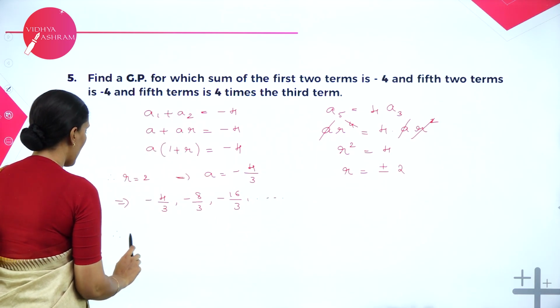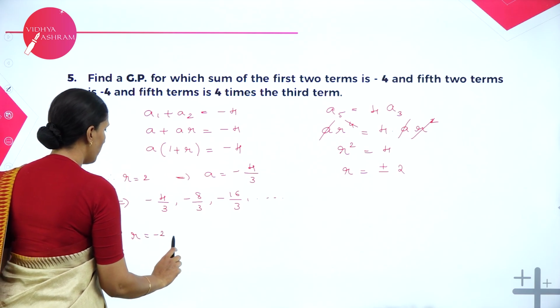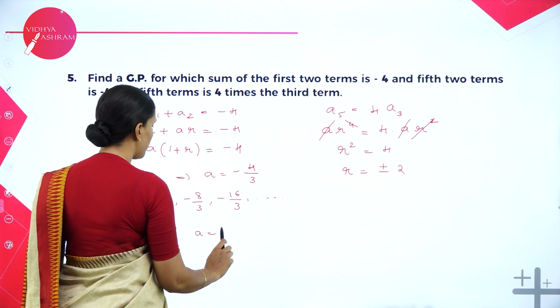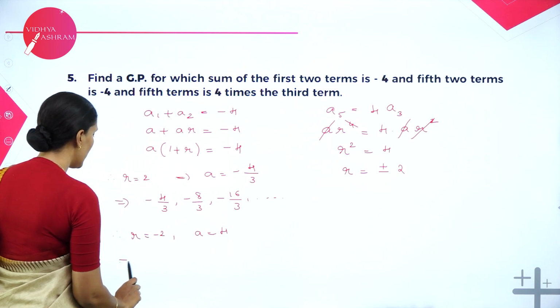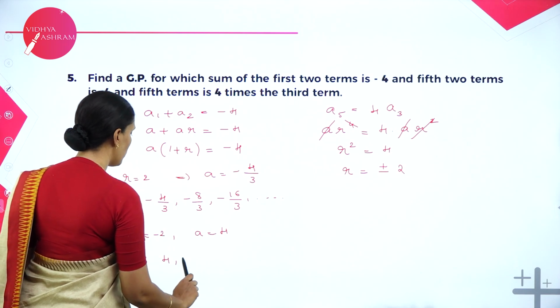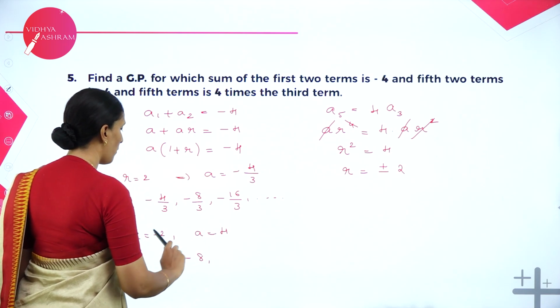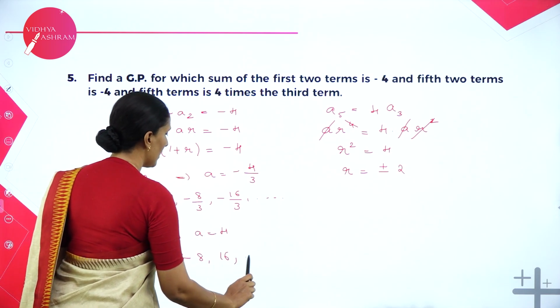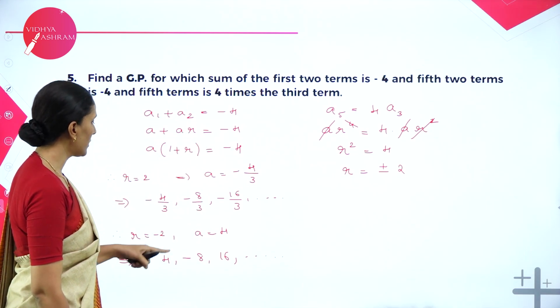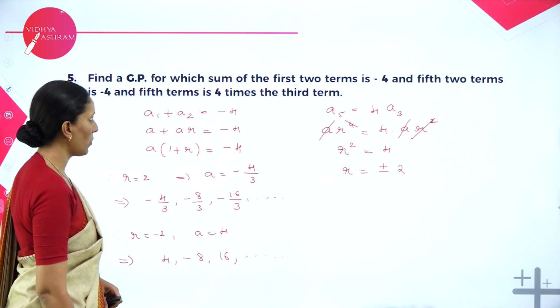Now if we take R is equal to minus 2, then here A will be equal to 4. So then the resulting GP will be 4, 4 into minus 2, minus 8, next minus 8 into minus 2 is 16, etc. So depending upon the value of R, we will get two types of geometric progression here.